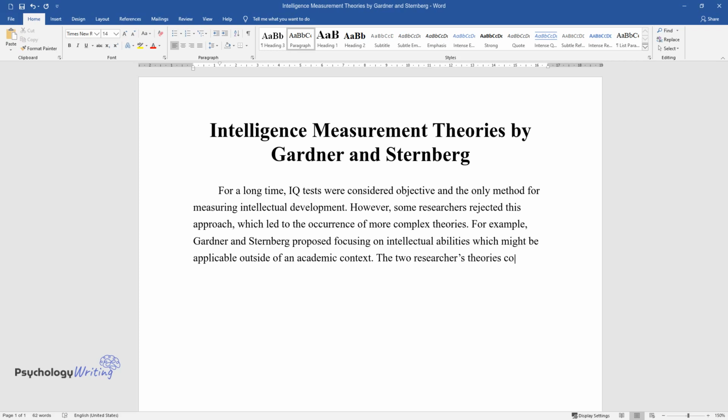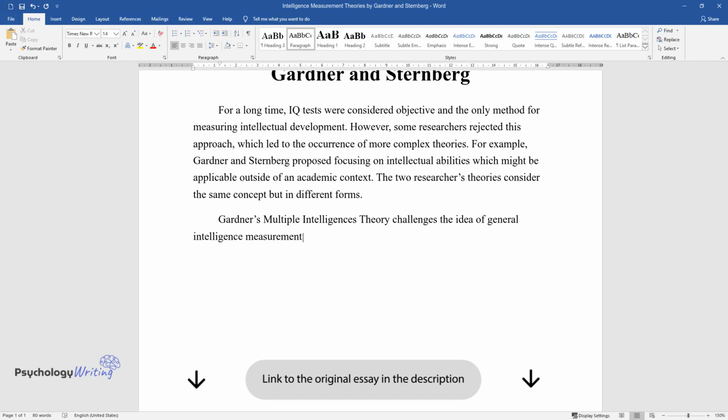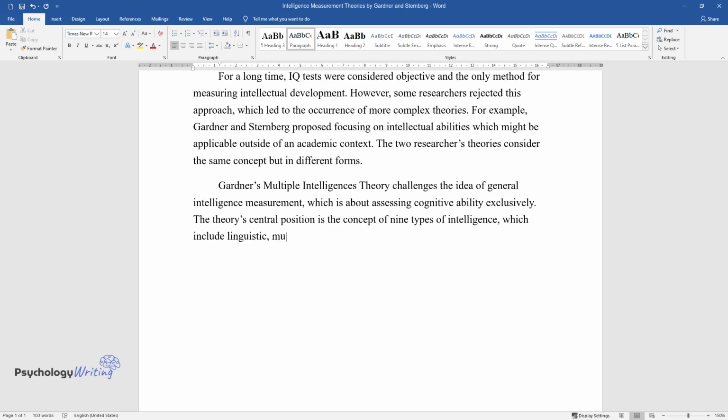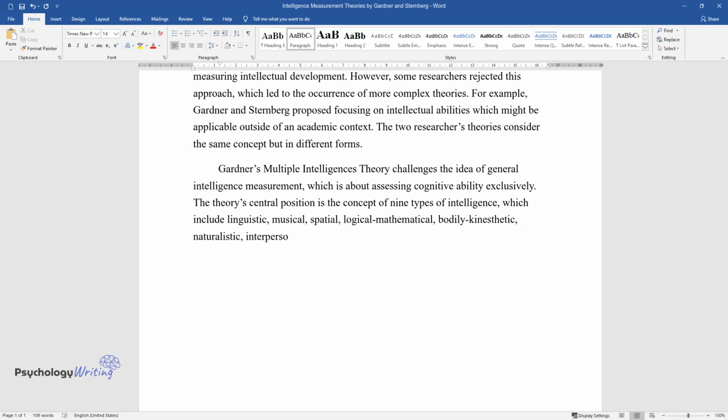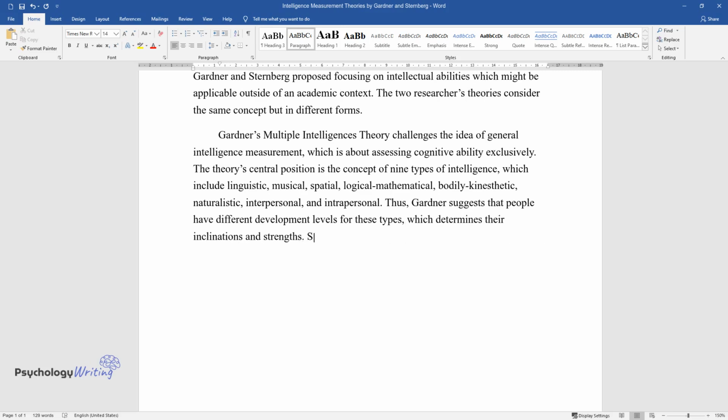The two researchers' theories consider the same concept but in different forms. Gardner's multiple intelligences theory challenges the idea of general intelligence measurement, which is about assessing cognitive ability exclusively. The theory's central position is the concept of 9 types of intelligence, which include linguistic, musical, spatial, logical, mathematical, bodily, kinesthetic, naturalistic, interpersonal, and intrapersonal. Thus, Gardner suggests that people have different development levels for these types, which determines their inclinations and strengths.